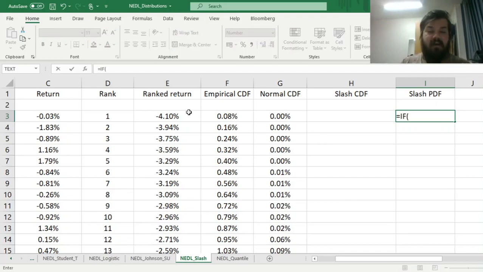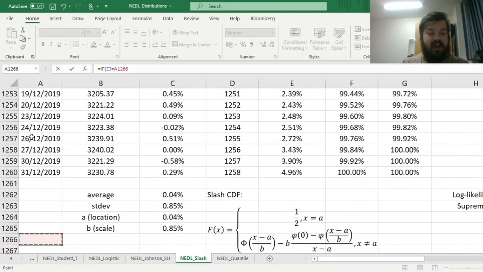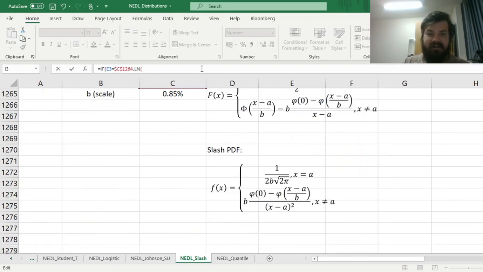So if our rank return, so our x, is equal to the location parameter, so to our a, we need to define our log probability density function as natural log of this value over here given by this formula. So 1 over 2 times the scale parameter b, and we need to log it as well, times the square root of 2 pi. So that's this special case done with, and now we have to interpret the general case.